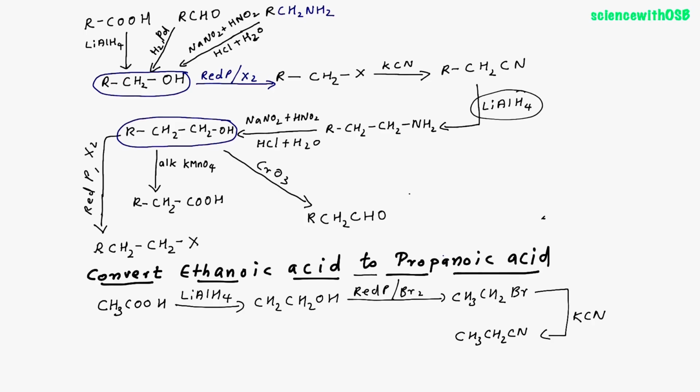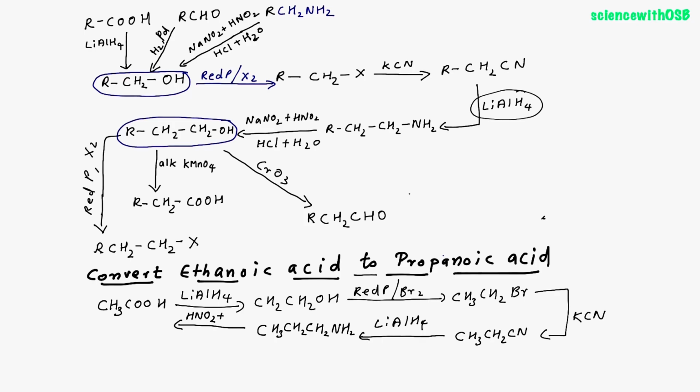Okay, now reduce it by using LiAlH4. What will you get? You will get amine, right? So what is that? CH3CH2CH2NH2, right? Now what do you have to do? See, you have to add all these reagents. You will be getting the corresponding alcohol. Okay, we can do that. Okay, what are the reagents?